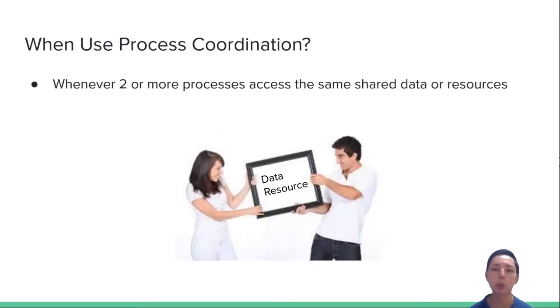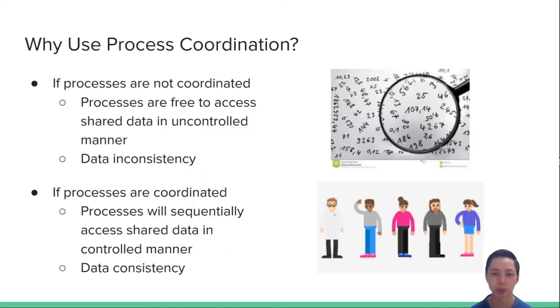So when do we use process coordination? A good environment to use process coordination is when we have two or more processes that access the same shared data or resources.